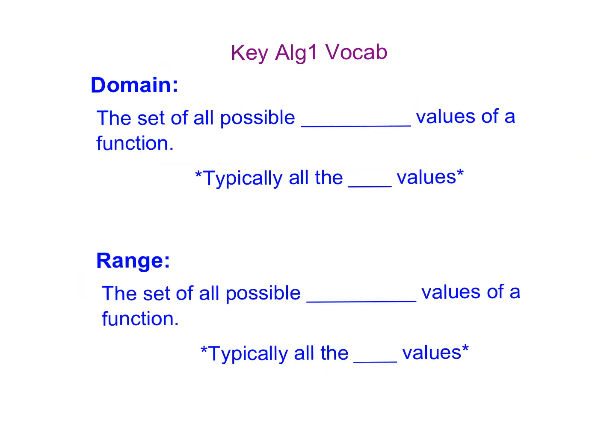The last two vocab terms from Algebra 1 we're going to review in this video are domain and range. So what you need to know about domain is that it is the set of all possible input values of a function. So we can list out all of the possible values that can go in as an input, and typically the domain represents all of the x values.